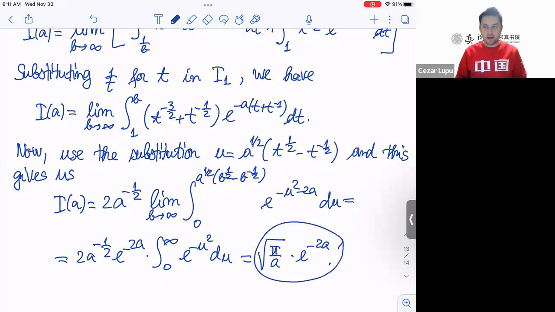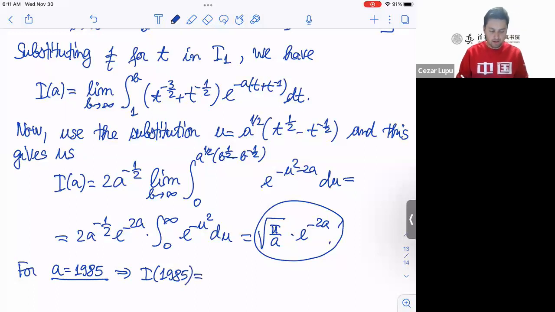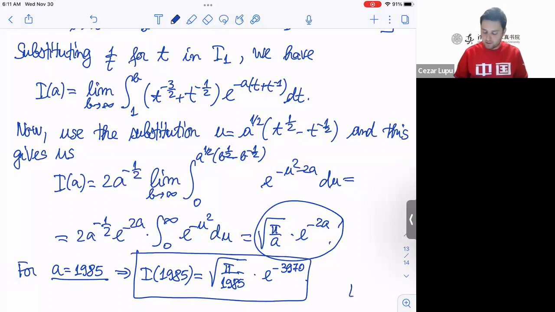But remember, we're not done yet. We just have to apply it for a equals 1985. We have that I of 1985 is, we're just going to replace a by 1985, so it will be the square root of pi over 1985 times e to the negative 2 times 1985, negative 3,970, and that's the final answer. Anyway, it was a bit tricky, but it wasn't hard either. So it was a Putnam B5 back in the day.